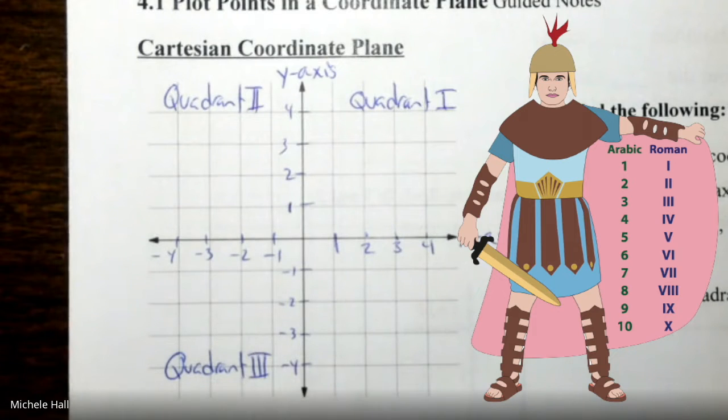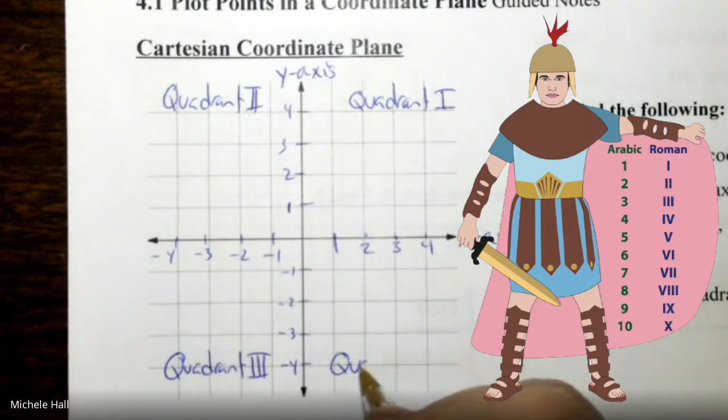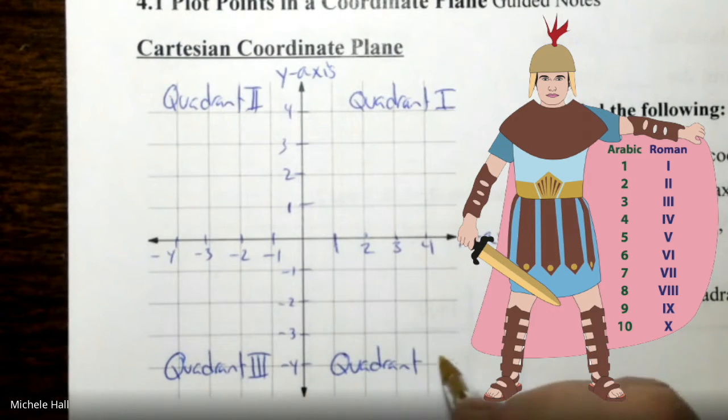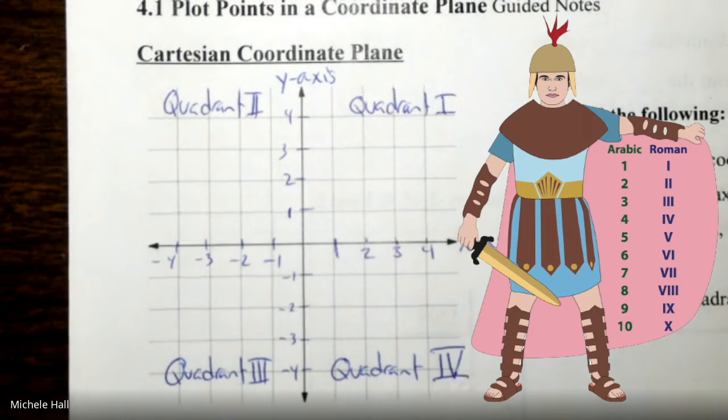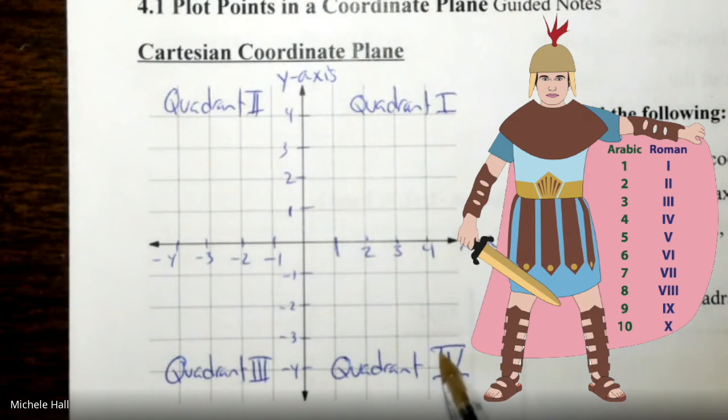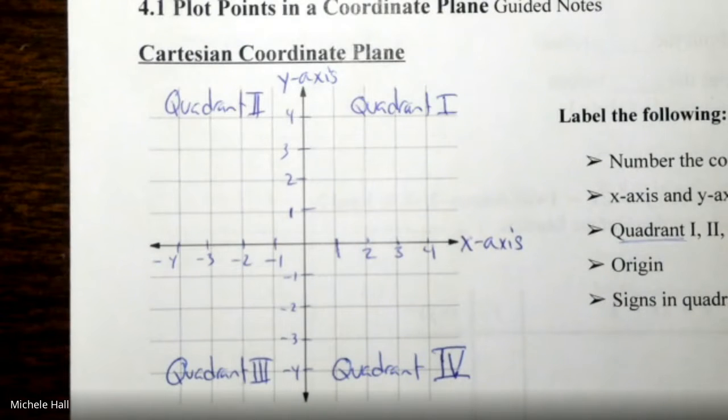Quadrant 3 and quadrant 4, which is a 1 before a 5. The V is a 5. A 1 before the 5 makes it a 4. What do you think a 1 after the V would make it? A 6. Roman numerals. So that is how the quadrants start.